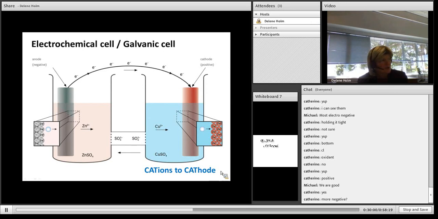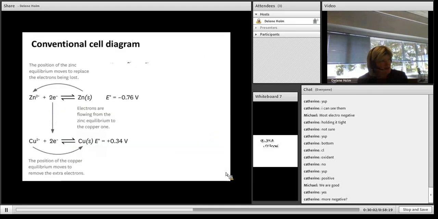Okay, so what we can think of is we've got an equilibrium. Zinc is losing the electrons, copper is gaining, so we've got this sort of flow around, okay, and the zinc is a stronger reductant because it's got a more negative value, and the copper ions is a stronger oxidant because it's got a positive value.